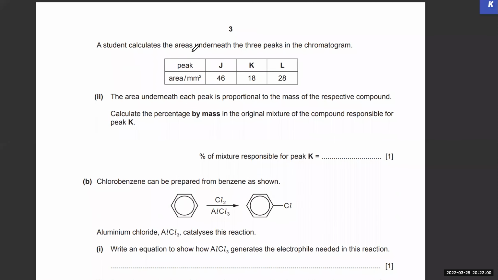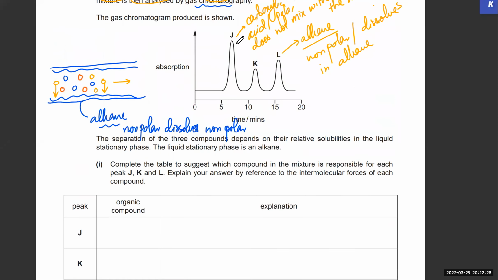The next question is, a student calculates the area underneath the 3 peaks in the chromatogram. The area underneath each peak is proportional to the mass of the respective compound. Calculate the percentage by mass in the original mixture of the compound responsible for peak K. So he's pretty much given you everything. You had these 3 peaks, and it is pretty obvious that the amount of J obtained at the end is much bigger compared to the amount of K.